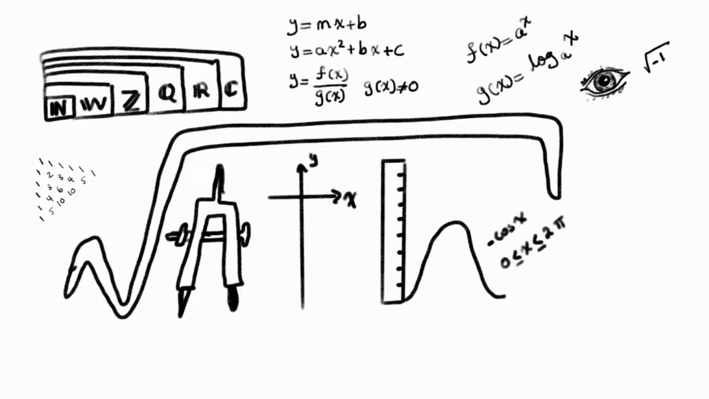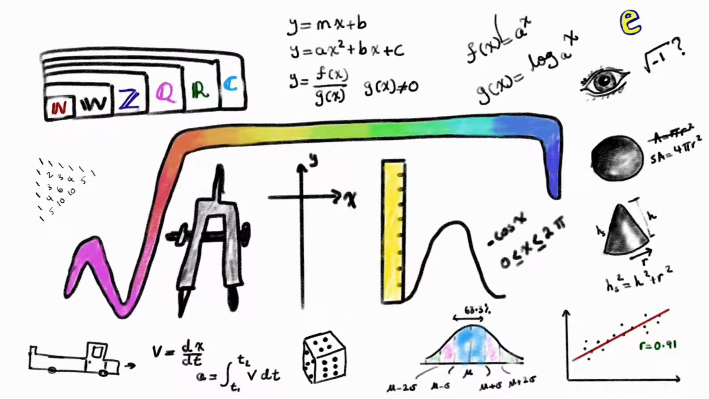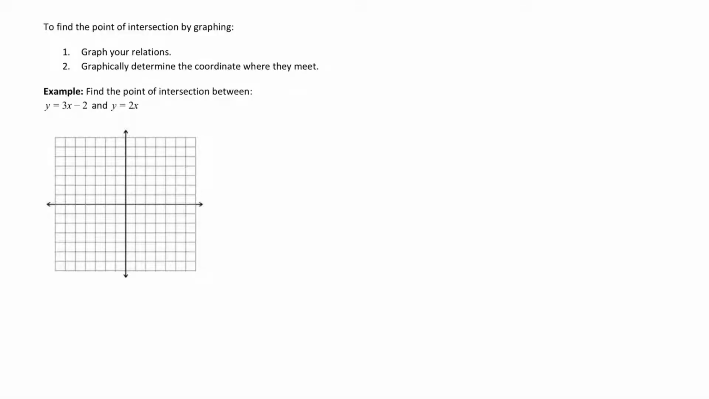In this video lesson, we will be looking at how to determine the point of intersection of two functions graphically. Alright, this is one of the easiest methods of actually solving for the point of intersection. What we do is we have two different functions and we simply graph our functions or relations, and then we graphically determine the coordinates of where they meet. So let's try this out with an example.